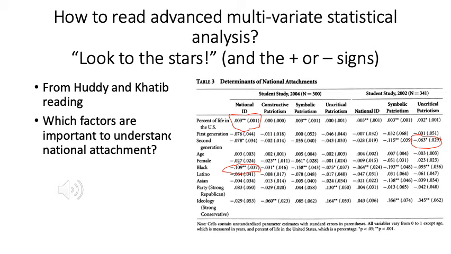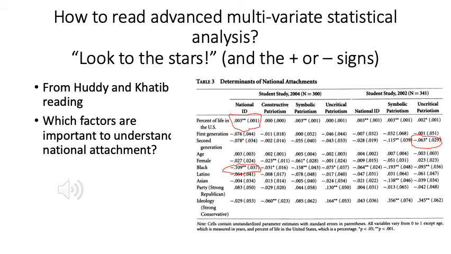Now, if your head hasn't exploded already, we'll take a very quick look at how to read multivariate statistical analysis. In other words, how do you read statistical data where scholars have looked at the relationship of not just two variables, but a number of variables, hence multivariate statistical analysis. This is a regression analysis. I'm not going to teach you how to do this, or even the specifics of how they did it. I'm just telling you how to interpret the data. And there's really two things you have to keep in mind. Number one, look to the stars. And number two, look at the plus and minus signs.